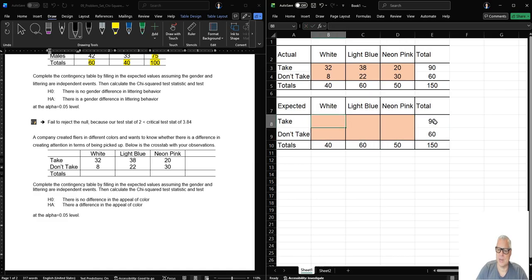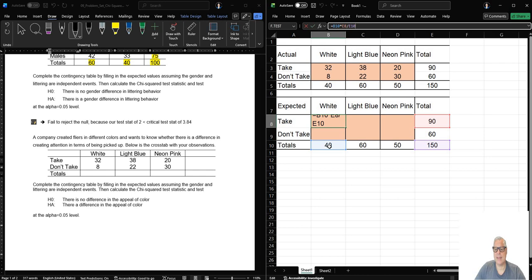Okay, so now what we can do is we can also just calculate it quickly, saying, well, this first cell, which is take and the white, is the frequency of the white times the frequency of the take divided by the total. Okay, so now I can also copy that formula.